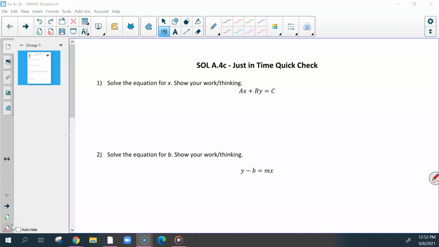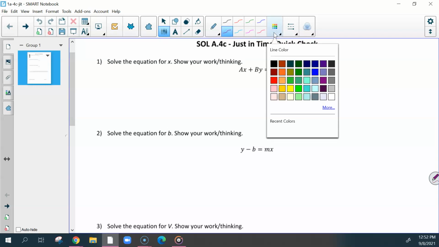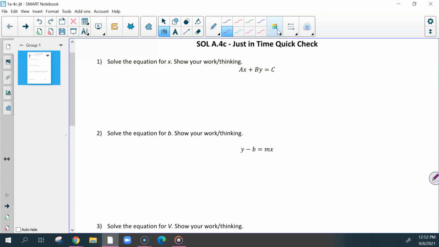Go back and redo those whenever, as many times as you need or want to. Okay, let us go over these questions. So for number 1, we needed to solve the equation for x. We're trying to get this x by itself. We need to get everything else away from it. How would we start that process?